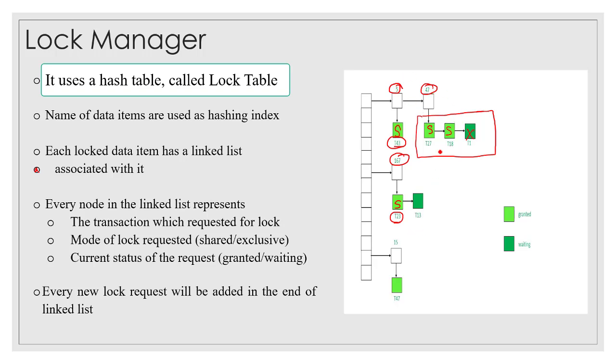So by this we can understand what kind of locking it is, which transaction has requested the lock, what kind of locking it has requested, and what is the current status of the lock. So this lock manager will be very much important in dealing with starvation. We are going to discuss this later.